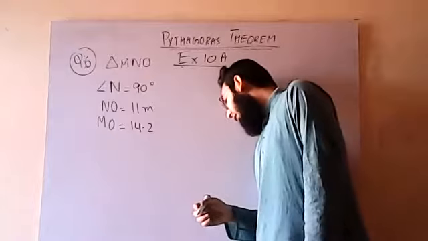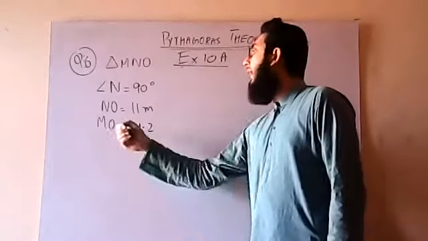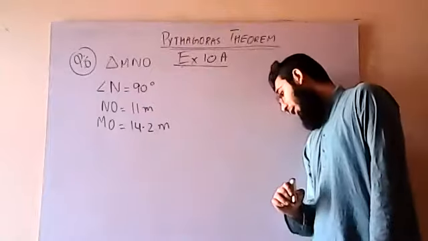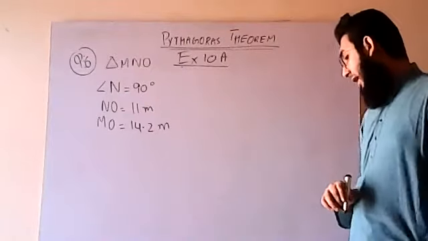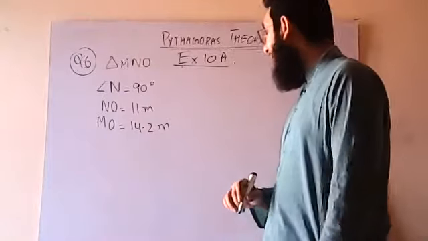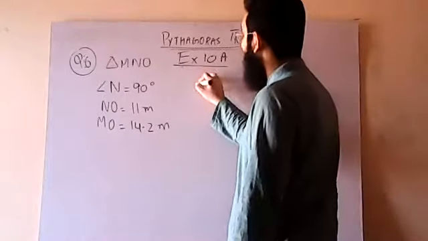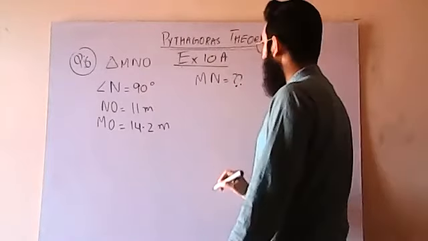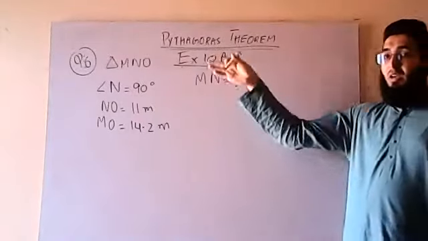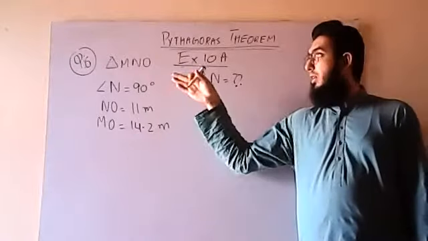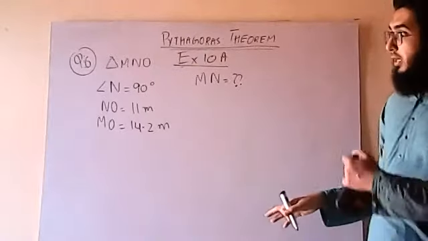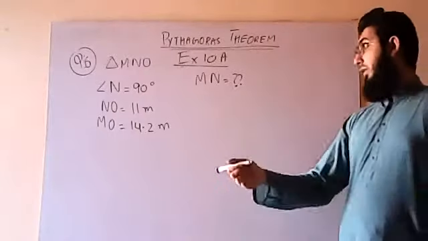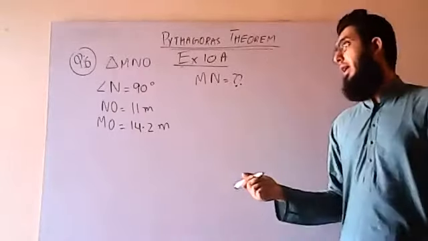Now, he's telling me that MO is equal to 14.2 meters. And he's asking me to find the length of MN. So I do not know MN. Now I have the basic thing. I have filtered out the basic data, and I just underlined it. I filtered out the important data. Now it's easy for me to make a diagram.